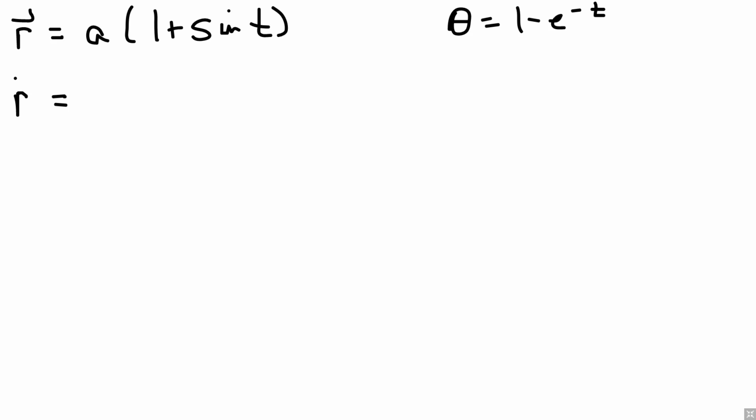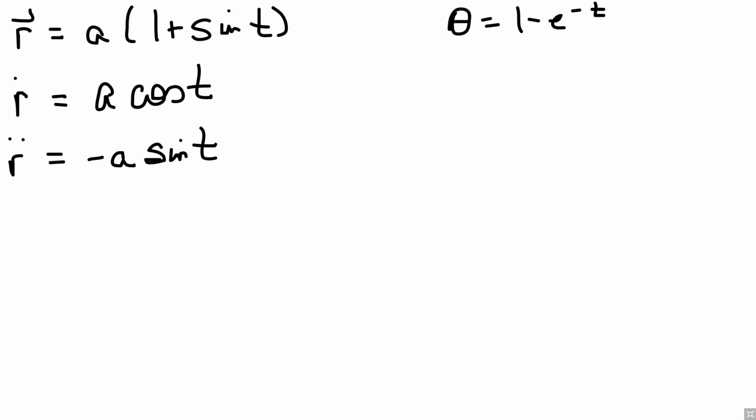So what would r dot be? It won't be a sine t, excuse me, a cosine t. Yeah, so it's going to be a times the cosine of t. What's r double dot going to be equal to? Negative a sine t.